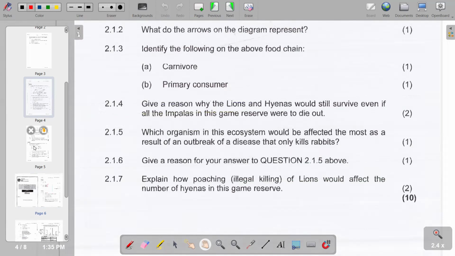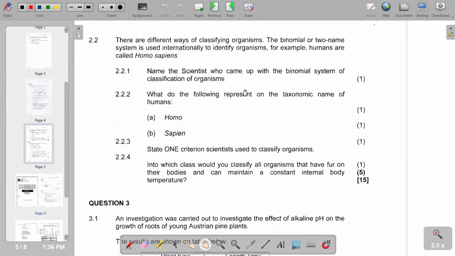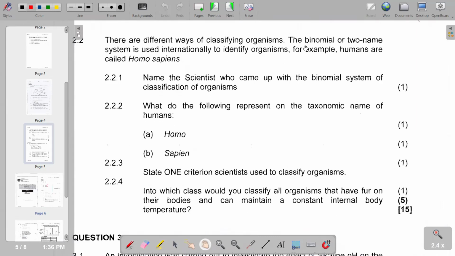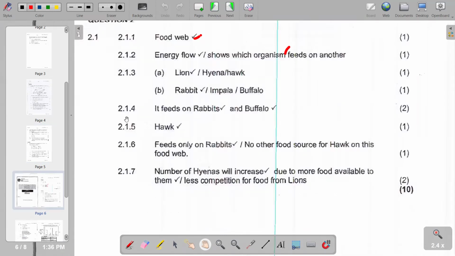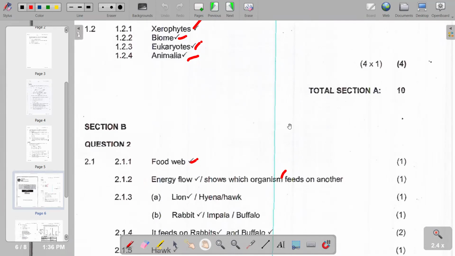So let's go to our next question, 2.2.2. There are different ways of classifying organisms. The binomial or two-name system is used internationally to identify organisms. For example, humans are called Homo sapiens. And then the scientist who came up with the binomial system of classification of organisms, what's the name of that scientist? So in terms of that part, we move on to see the response that we have.